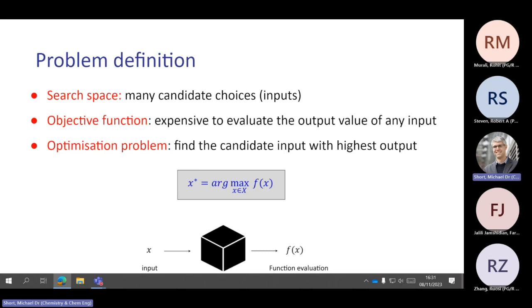Next, I will give a formal definition of this problem. The first is the search space. There are several candidate choices for the inputs. The next is the objective function, which is unknown to us. The exact expression for the objective function is unknown, and it is quite expensive to evaluate. And the third is the optimization problem: how to find the candidate input with the highest output.